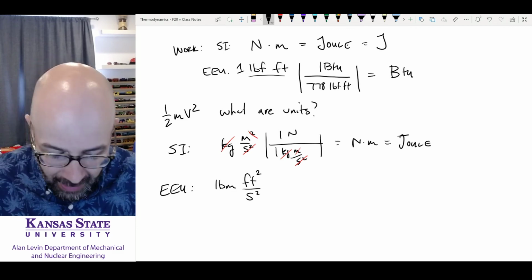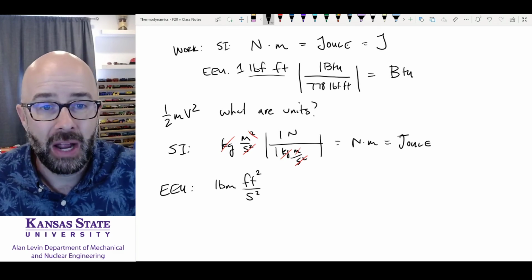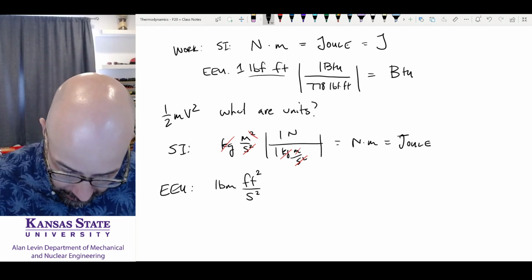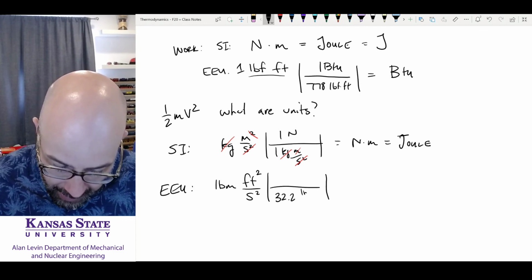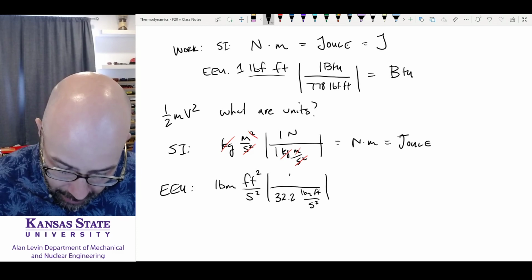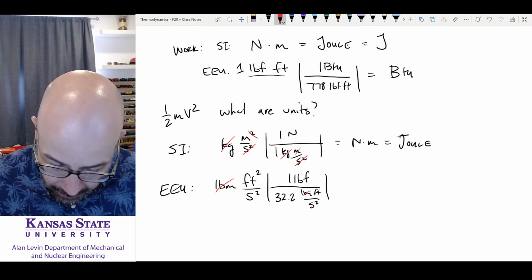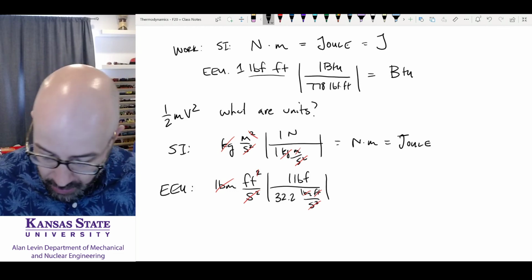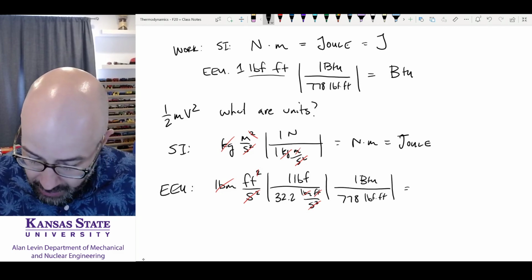Now remember, look up here. We want to get it somewhere where it has pounds force. So we're going to have to convert pounds mass to pounds force. And you just can't say 1 pound mass is equal to 1 pound force. No, no, no, no, no. We have to do the conversion. And so we're going to say 32.2 pound mass feet per second squared is in 1 pound force. Then let's see what we get. Pound mass cancels. One of our feet cancels. Seconds cancel. And now we have pounds force feet. And now we can do the conversion. 778 pounds force feet is in 1 BTU, to get ourselves to BTUs.